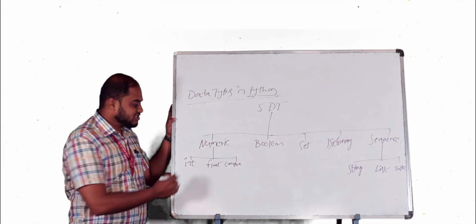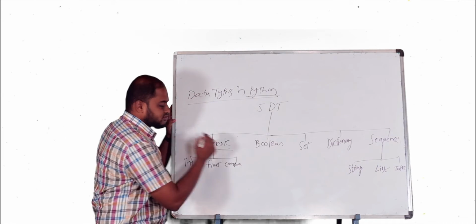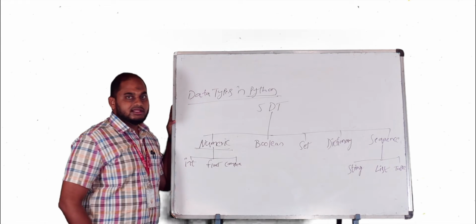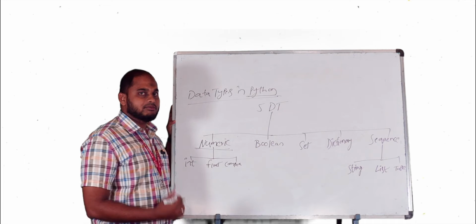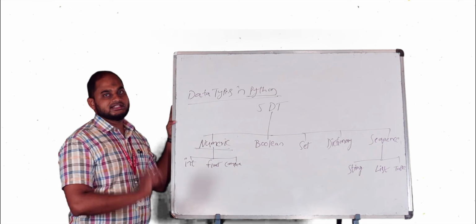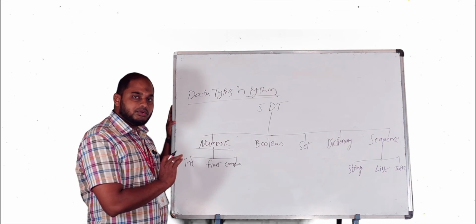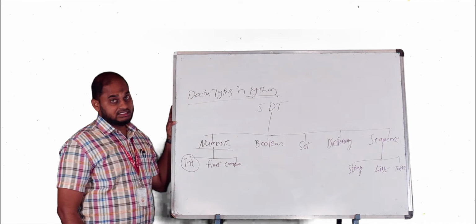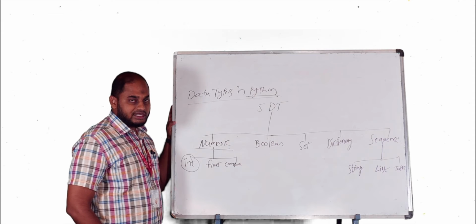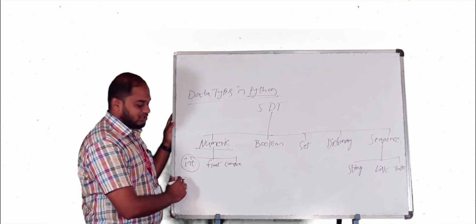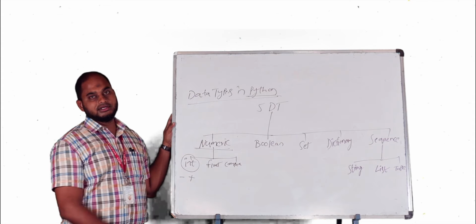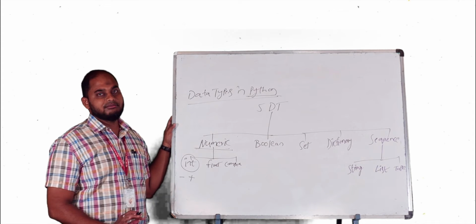Coming to the first one, numeric. Numeric is a data type used in Python programming language where the data entered by a user or programmer will be in the form of pure numbers. Coming to the first one, integer: it takes values either negative or positive. It takes whole real numbers. It will not take any decimals or imaginaries.